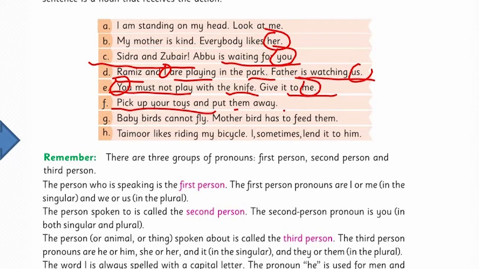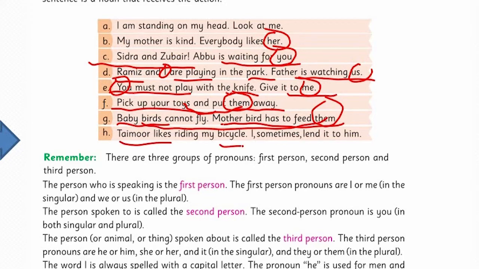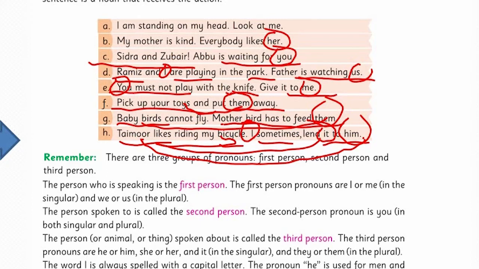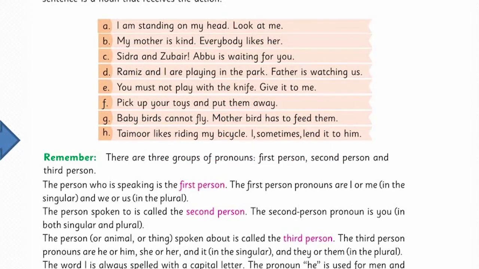Pick up your toys and put them away. Them, talking about the toys here. We replace it with the pronoun them. Baby birds cannot fly. Mother bird has to feed them. Them is about the baby birds here. Temur likes riding my bicycle. I sometimes lend it to him. I here and him here are pronouns, and it is also a pronoun talking about the bicycle. And Temur here is him. So we avoid the repetition and replace the noun with the pronouns.